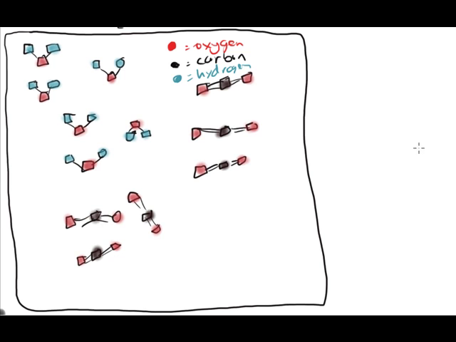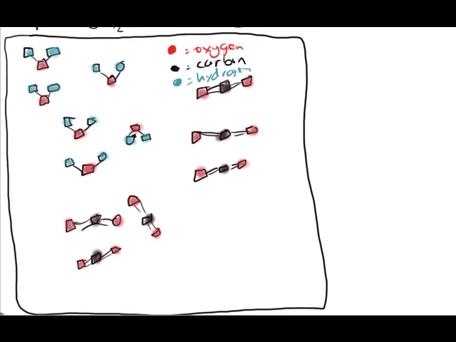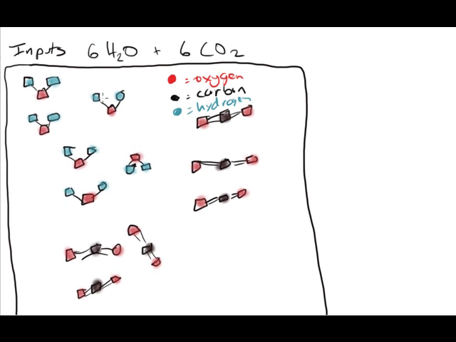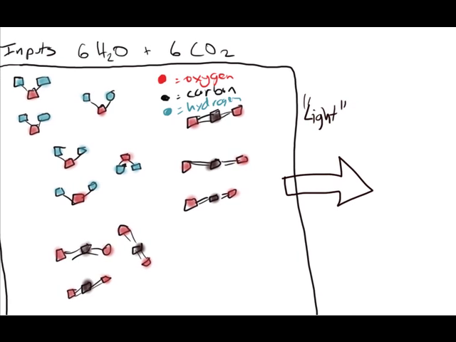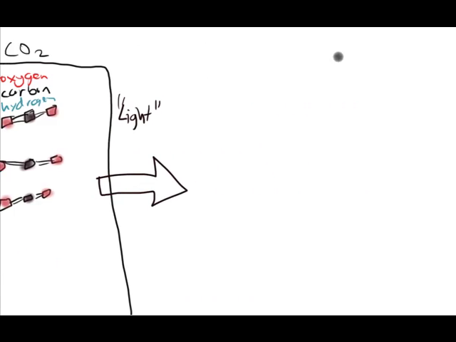All right, so now plants have access to 6 water molecules, 6 CO2 molecules. Now with sunlight, a plant can take in all of these molecules. Water goes in through the roots, CO2 goes in through the leaves, and with a lot of light energy, plants can build the outputs. So let's do the outputs next.